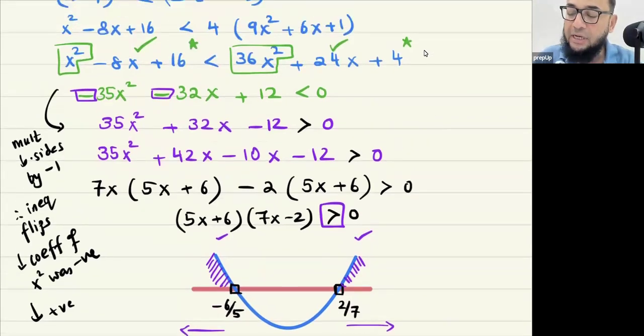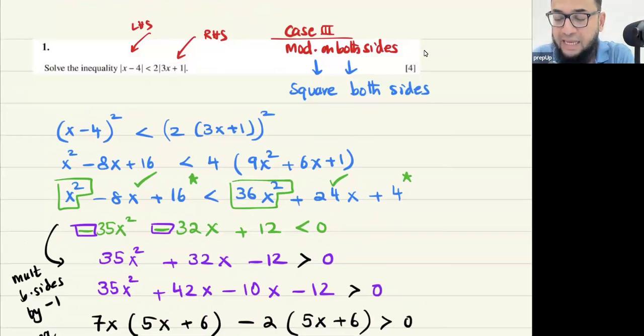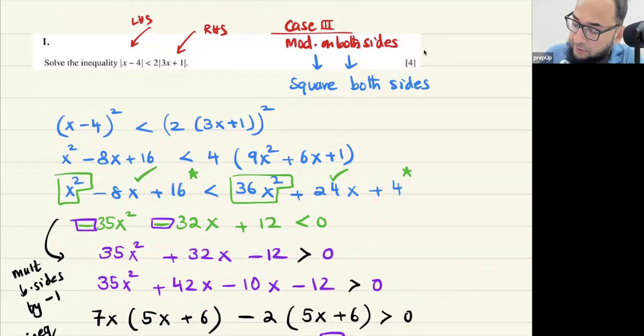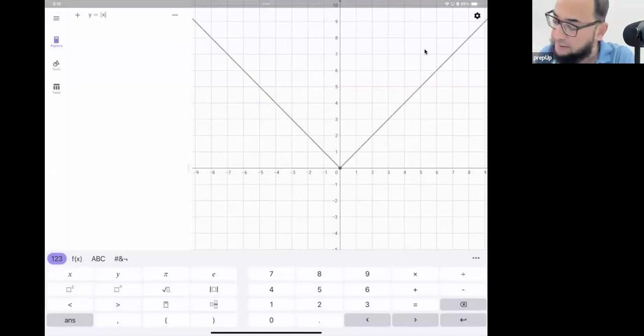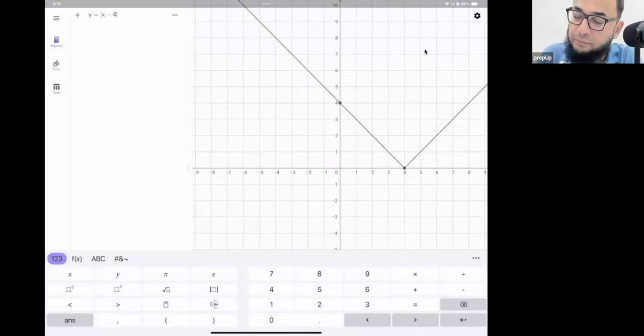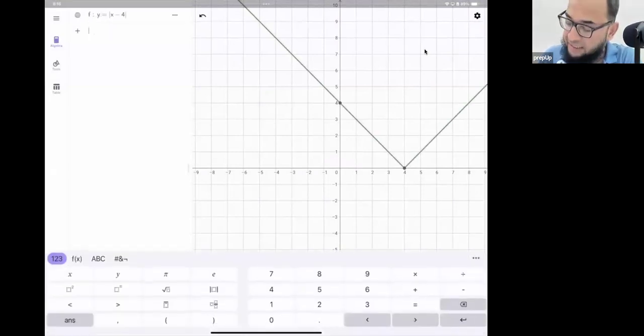Now let me illustrate this on the graphical application also. Modulus of x minus 4, and 2 bracket 3x plus 1. So there it is. The first one is y equals modulus x minus 4. That's the first equation, the green one. And the next one, which one is that?